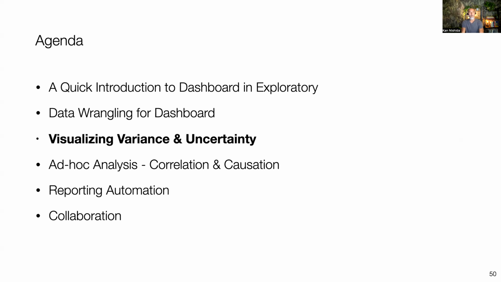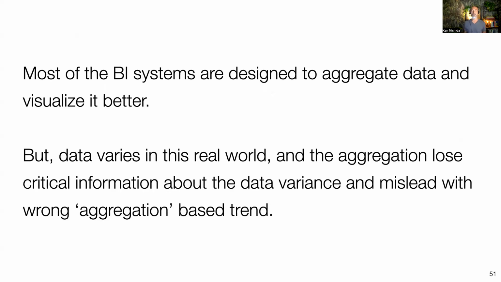Okay. So next topic, visualizing variance and uncertainty. Most BI systems, I used to work at Oracle as part of the team building a BI product, and we also acquired some other companies who happened to have BI systems as well. So I have seen many BI systems from the inside out. But most BI systems are basically designed to aggregate the data, meaning the total or the mean, average, and so on. Aggregate the data by, let's say, country or regions or months, whatever that could be, and then you visualize the aggregated data by chart, bar chart, line chart, and so on.